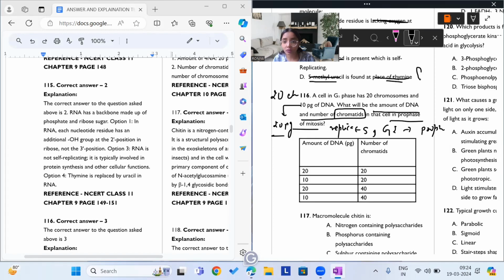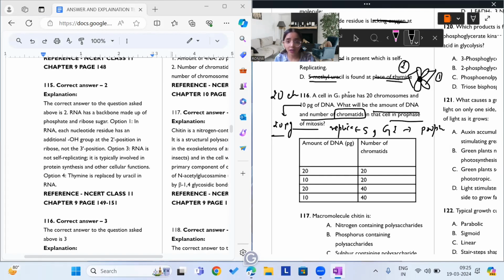So each chromosome, as you and me, we all know that it has 2 chromatids. This is one chromatid and this is second chromatid. So each chromosome has 2 chromatids. That is why there are 40 chromatids. 20 chromosomes, 40 chromatids. So after G1, S and G2 phase, in prophase, there will be double the amount of DNA.